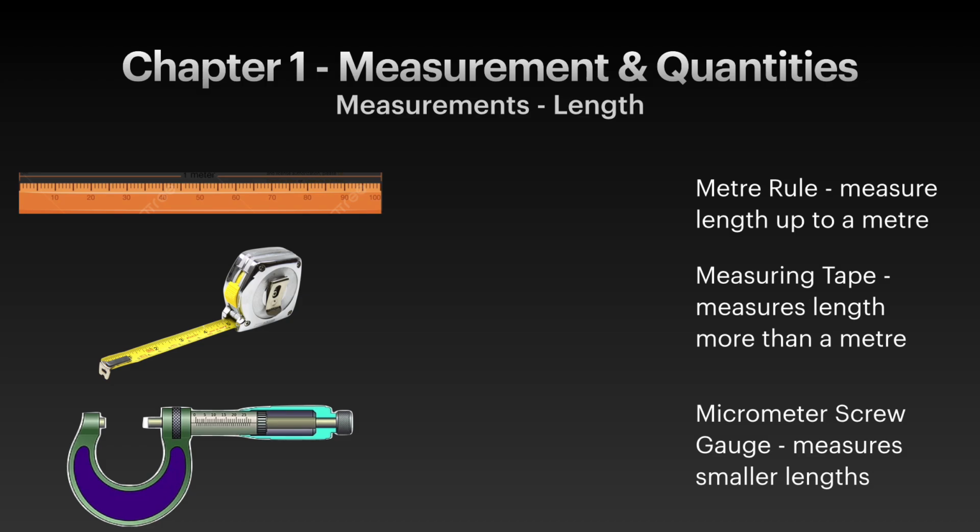Alright, let's begin with the basics. Measurements. When you're measuring length, the tool you choose depends on the size of what you're measuring. For everyday measurements up to a meter, a rule is perfect. But if you need to measure something longer, like the length of a room, you would go for a measuring tape. Now for really small objects, like the thickness of a wire, we use a micrometer screw gauge. This tool gives you extremely precise measurements, often in hundredths of a millimeter.